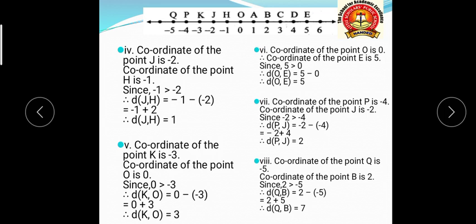Okay students, so carefully read it, write it in the notebook, and like this, take a number line and send me 5 different examples. This is your homework.